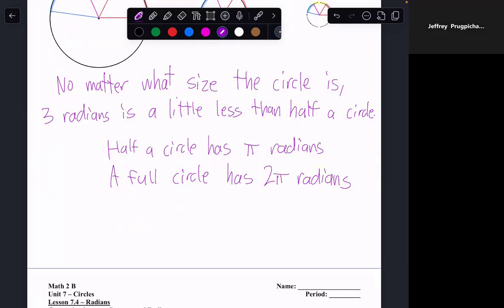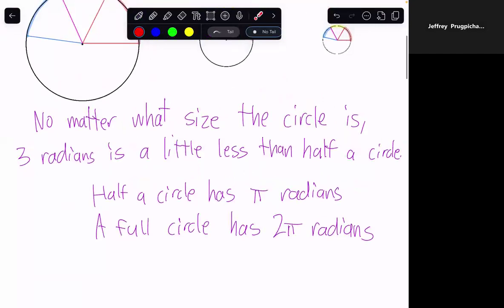Just like any length can be measured in either feet or meters, it's just two different systems. Anything that was measured in degrees can now be measured in radians. Angles we know are typically measured in degrees. Now we can measure in radians, but also arc measures. Arc measures can be in both degrees and radians. This is really just something you're going to have to memorize, the fact that a full circle has 2 pi radians.